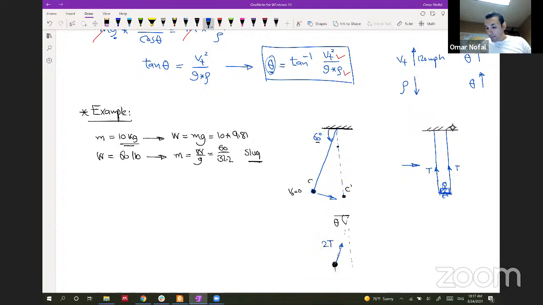And we have the weight going down. And the T has an angle theta like this. This is at any random location. And let's draw the, let's make it here.